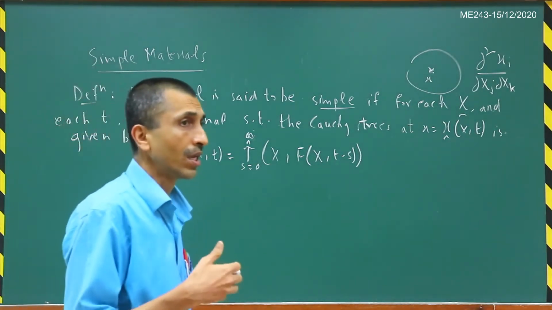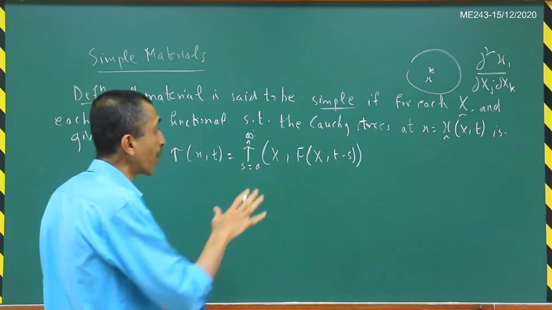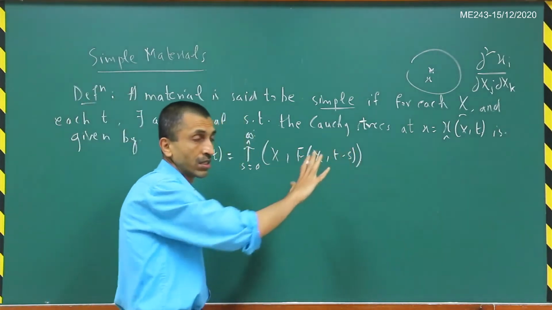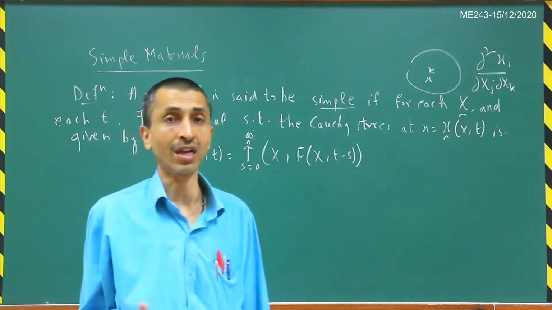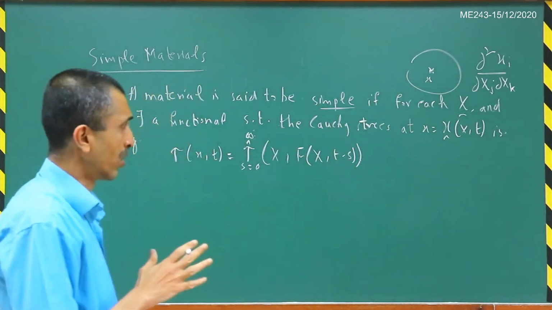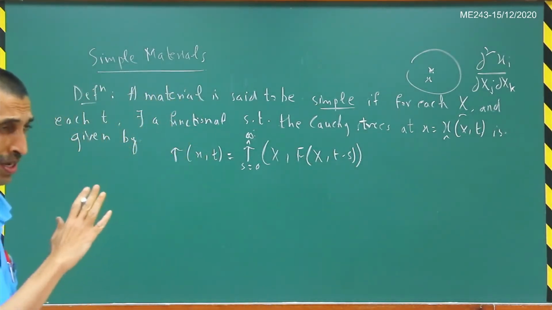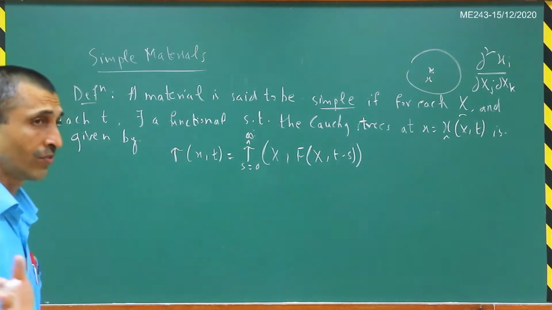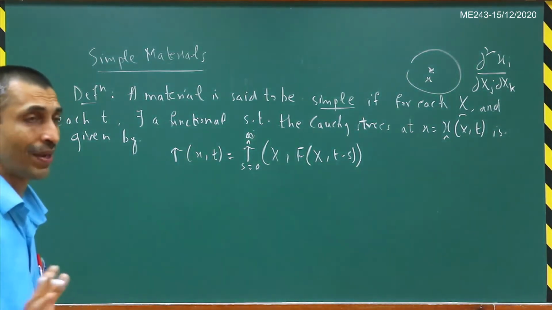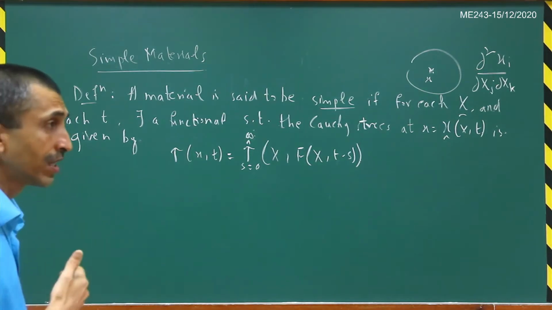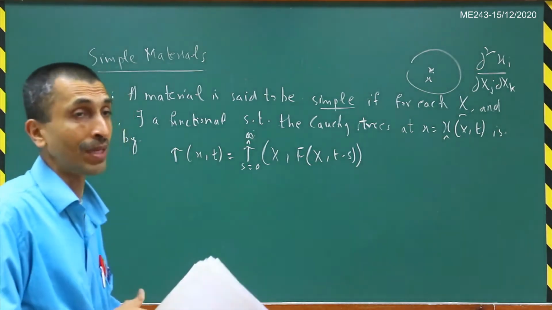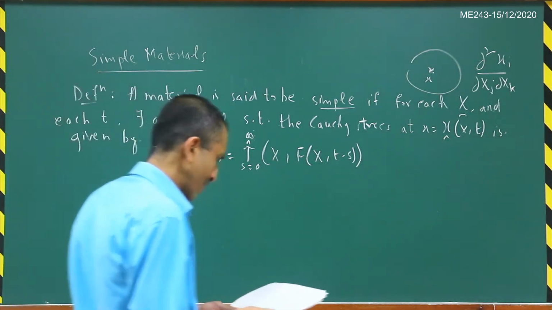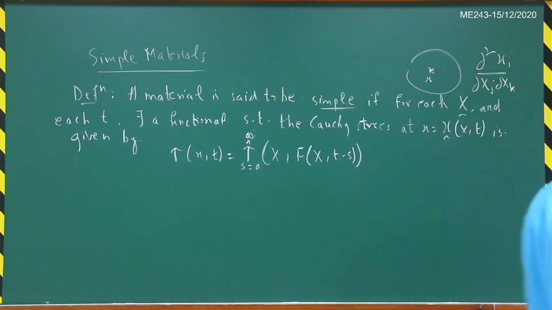And so we will see that simply by dropping the history dependence in this particular relation, we will get the relations for elasticity. Okay. So as I said, this topic will be sort of theoretical, but later on we will simply drop the history dependence and get to the special case of elasticity, which of course has many applications. Okay, so now we will start with a theorem on this simple material. So let us look at that now.